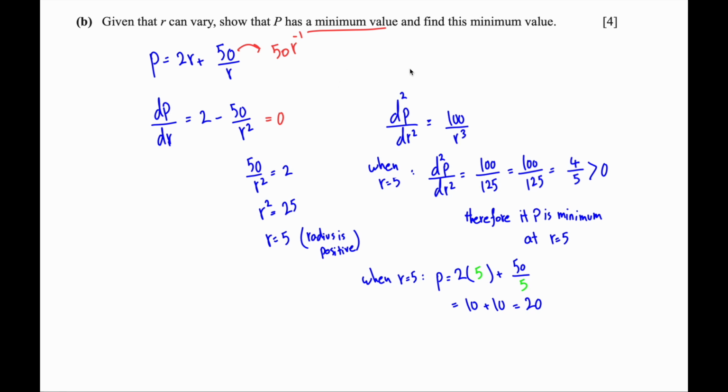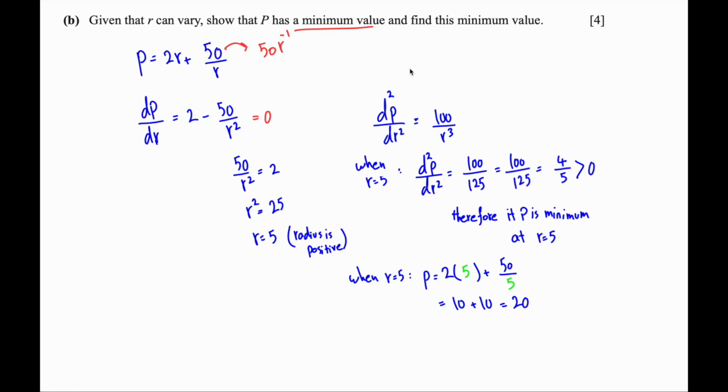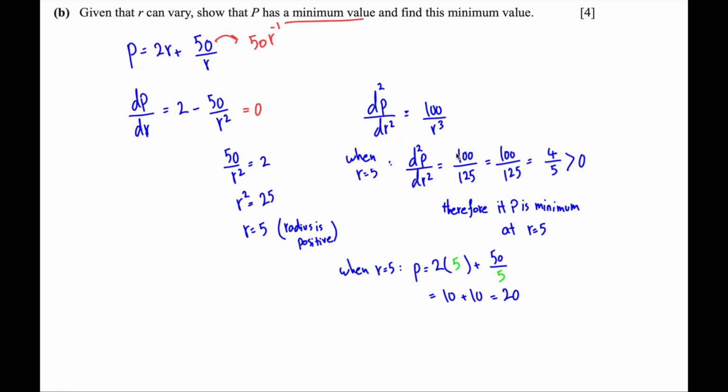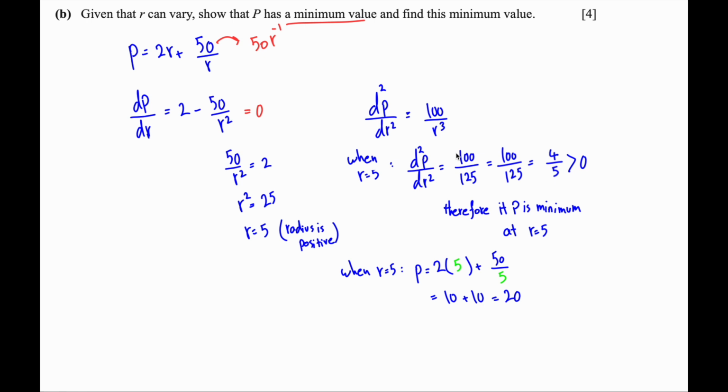Now that I have to find the minimum value, I have to go ahead and take the second derivative. This is basically to show that this is a minimum point. So taking the second derivative results in 100 over R cubed. Basically the 2 becomes 0, that's just a constant.